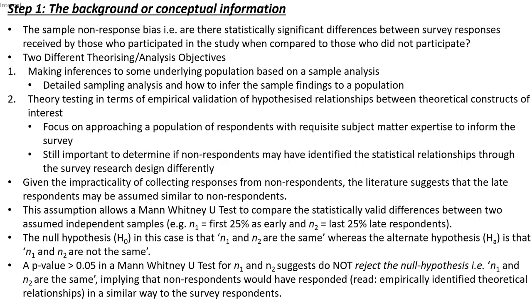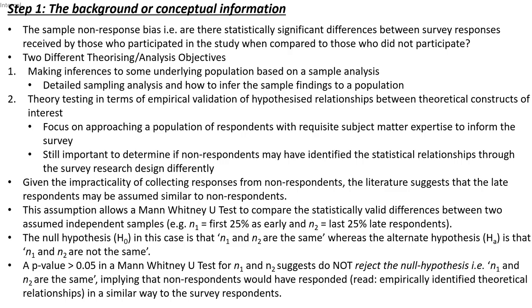Now, how do we create the independent samples? Whatever respondents we've got, we divide them into two halves, such as the first 25 and the last 25, or the first half and the last half. The first ones are the early respondents. The second subsample within our respondents becomes the late respondents, which we assume would have behaved in a way similar to non-respondents.